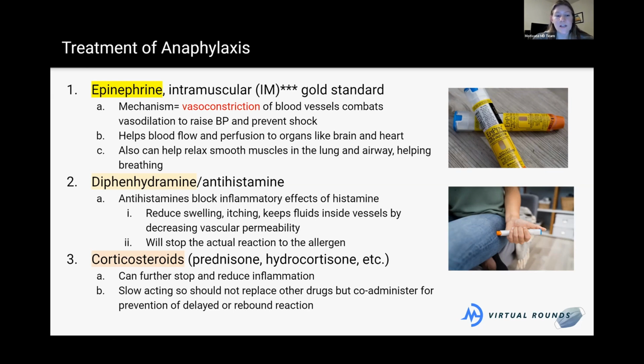So it shouldn't replace any of these other drugs, but you can co-administer it to try to prevent a delayed-onset or rebound reaction. Sometimes even if you treat and get things under control with epinephrine and diphenhydramine, if the triggering allergen is still in the body, that can cause an additional reaction after those medicines have worn off. This can help try to prevent that. But again, it's not a replacement for these other things because it's so slow acting.